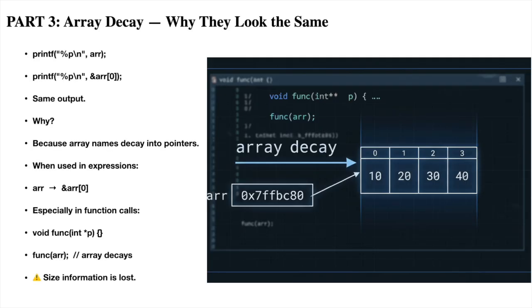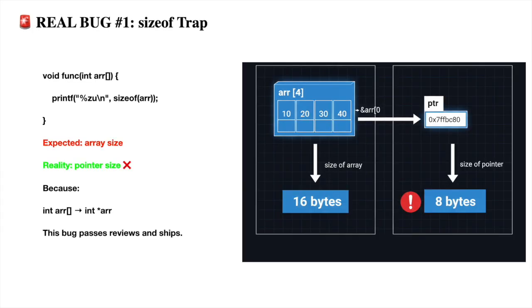Part 3: Array decay. Why do they look the same? Let's take an example. If you print ARR and print the address of ARR of 0, it gives the same output. Why? Because array names decay into pointers. When used in expressions, ARR is equivalent to the address of ARR of 0. Especially in functions, if you pass an array, it decays into a pointer, and the size information is lost. Let's have a look at real bugs now.